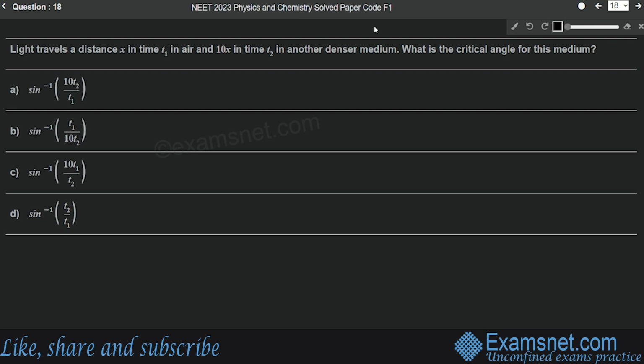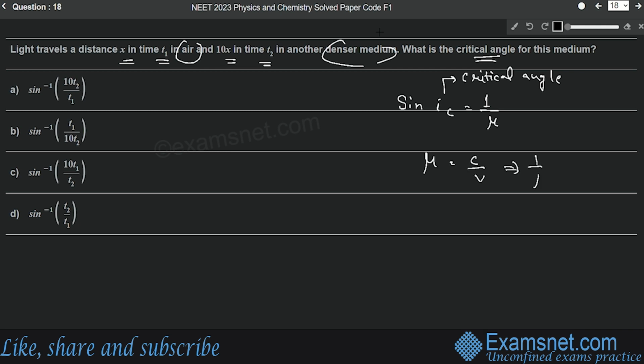Question number 18 is from the chapter Ray Optics and Optical Instruments, and the question is, light travels a distance x in time t1 in air and 10x in time t2 in another denser medium. Okay, what is the critical angle for this medium? So we know that the formula for critical angle is sin IC equals to 1 by mu, where IC is the critical angle, right? Also we know that mu is equal to C by V. So 1 by mu will be equal to V by C. What is V? V is the speed of light in any medium, and C is the speed of light in vacuum or air.